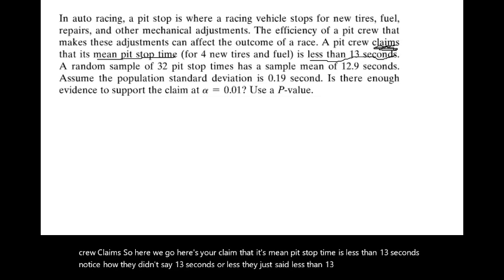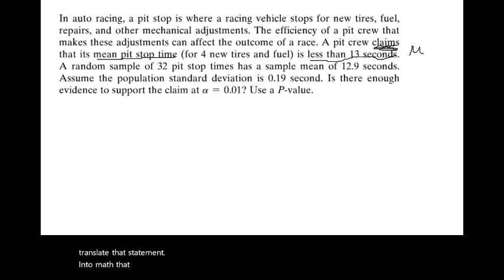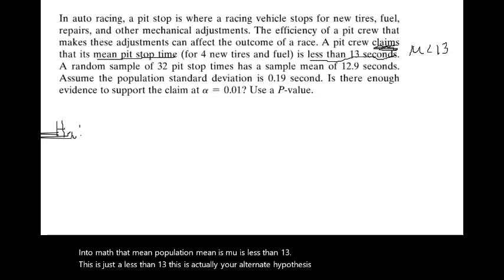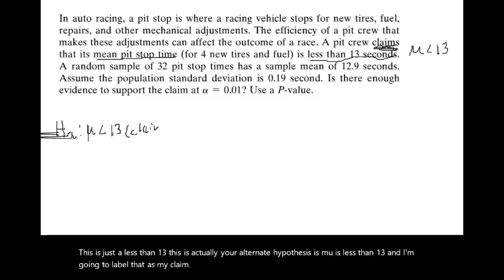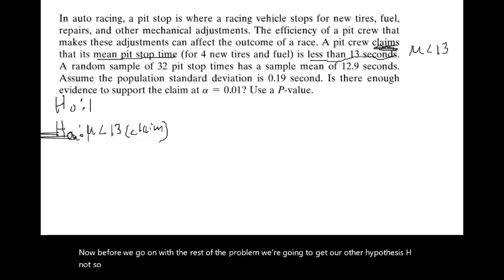So I'm going to translate that statement into math. That population mean mu is less than 13. Now, since this is just a less than 13, this is actually your alternate hypothesis HA. So HA is mu is less than 13, and I'm going to label that as my claim. Now, before we go on with the rest of the problem, we are going to get our other hypothesis, H0. So the opposite of less than is greater than or equal to 13.